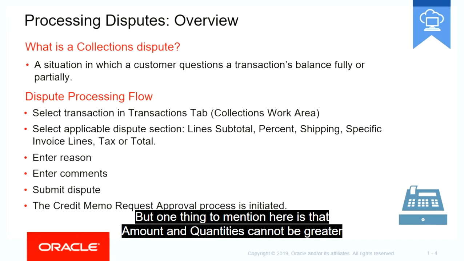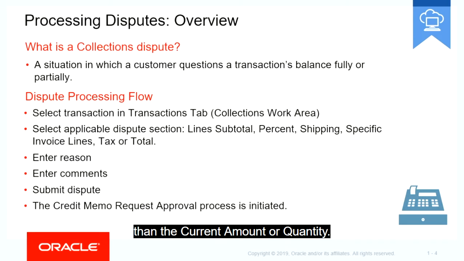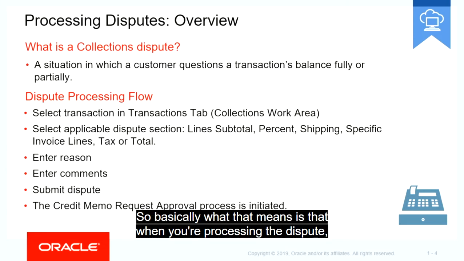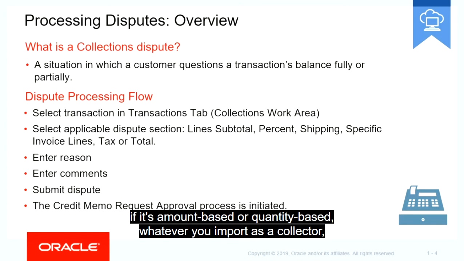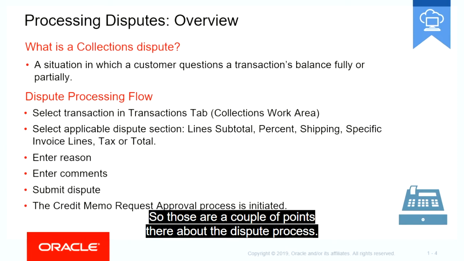But one thing to mention here is that amount and quantities cannot be greater than the current amount or quantity. So basically what that means is that when you're processing the dispute, if it's amount based or quantity based, whatever you input as a collector there cannot exceed the original amount or original quantity of the transaction. Right, so those are a couple of points there about the dispute process.